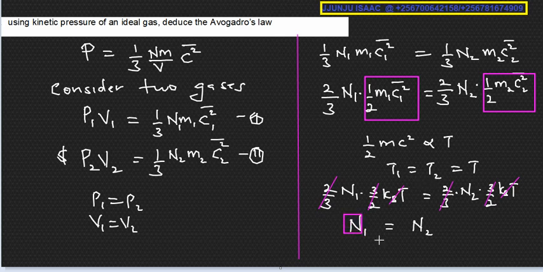Avogadro's law: the number of moles for gas 1 is equal to the number of moles for gas 2, if the volume is the same and you have maintained pressure and temperature constant. We deduce Avogadro's law. Hope this video is helpful. It will help you to understand more questions, especially in calculations, and maybe pass your exams.